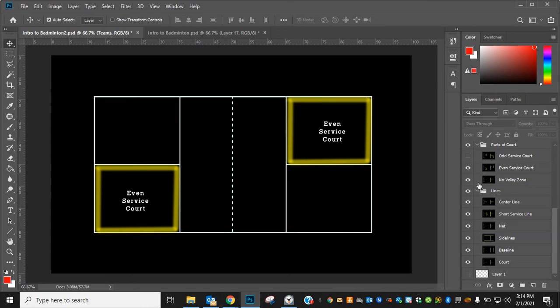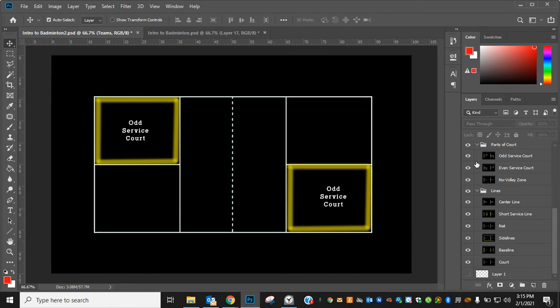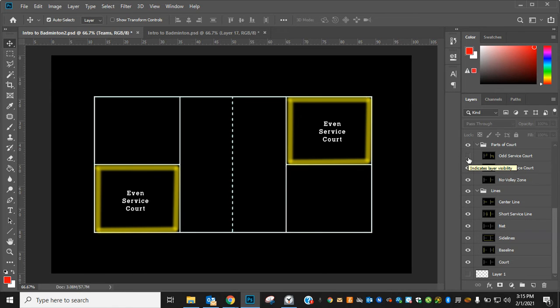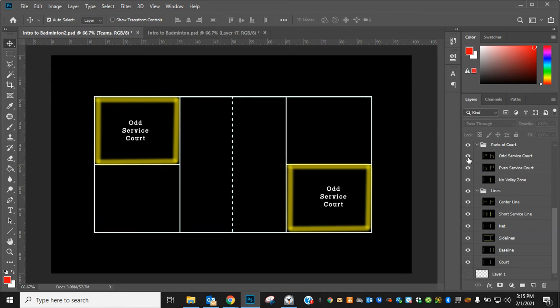These are the even service courts. The even service courts will be used when serving with an even score. If your score is an even number and you are the serving player, you will be serving from the even service court. However, if you are the serving player and your score is an odd number, you would then serve from the odd service court. You can see that the even service courts are on the right side of each side of the net, and the odd service courts are on the left side. This is, of course, as you are facing the net.